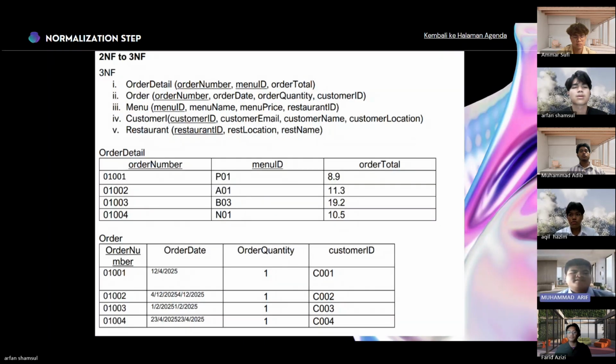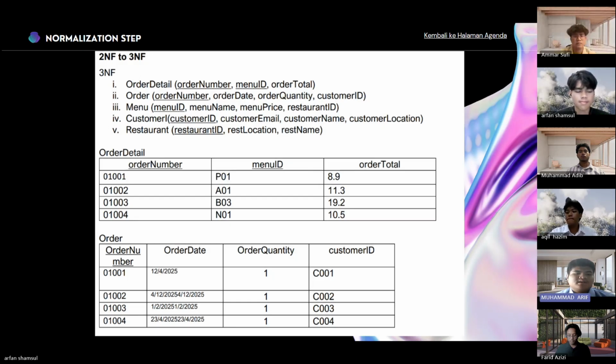Now, I will explain the step from 2NF to 3NF. In 2NF, we already made sure that the data does not have partial dependency. But in 3NF, we want to remove transitive dependency. This means we don't want one non-key column depending on another non-key column. To fix this, we separate the data into smaller tables, which are order detail, order, menu, customer, and the last one is restaurant. So order detail only has order number, menu ID, and order total.